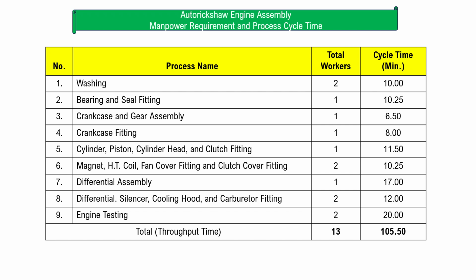In this slide, the process names are listed. The workers associated with all these processes are also listed, and the cycle time, as we have discussed before, is produced here. The total is 13 workers, and the total of the cycle time, which we call the throughput time, is 105.50 minutes.